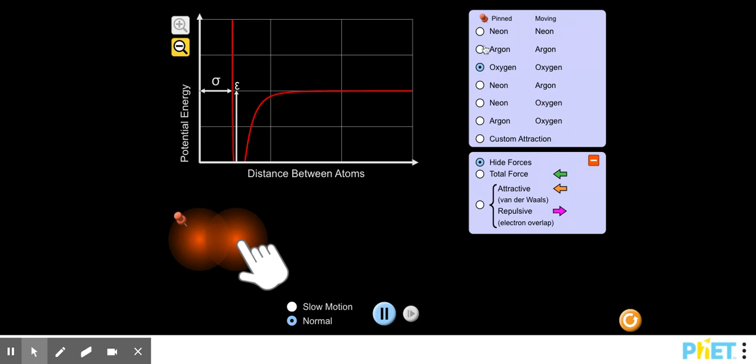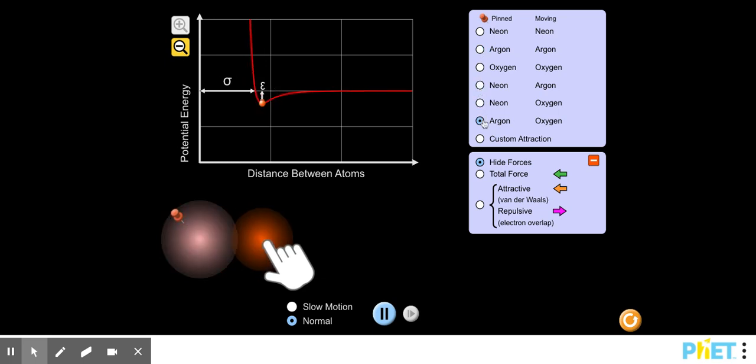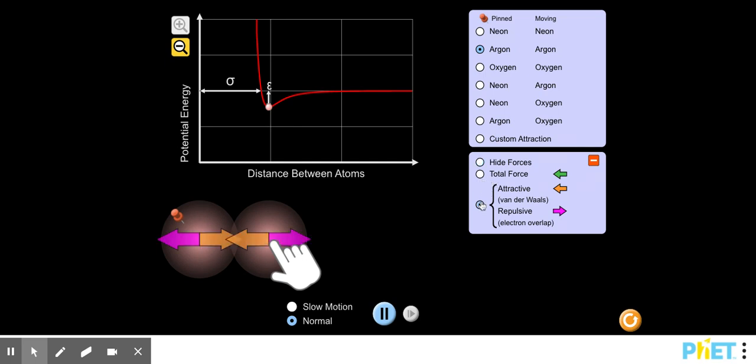You know what? I'm going to not use oxygen because you'll be able to see it better if I use... let's use just argon and argon. The reason I chose that is because I want the graph here at the bottom to be above this axis so you can see what happens at the bottom of the graph. So I'm going to label attractive forces in orange and repulsive forces in magenta.